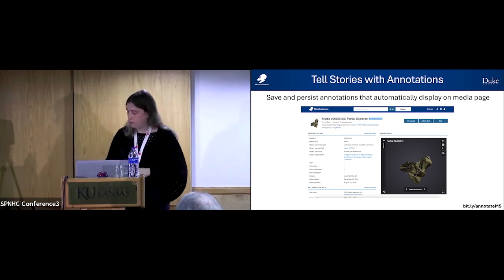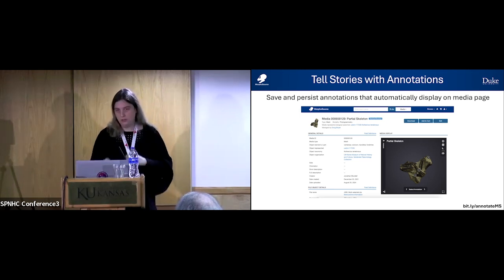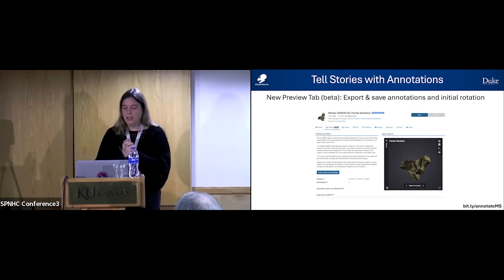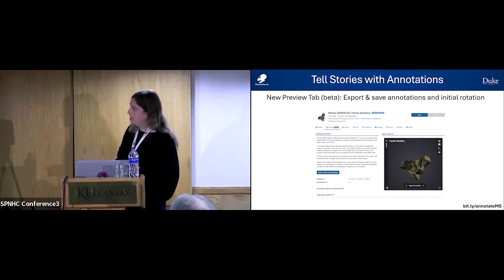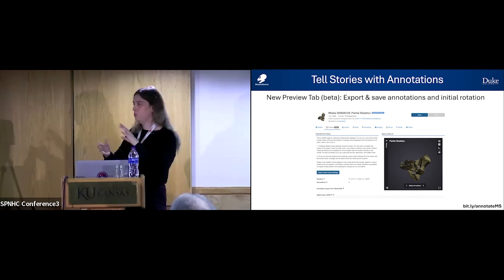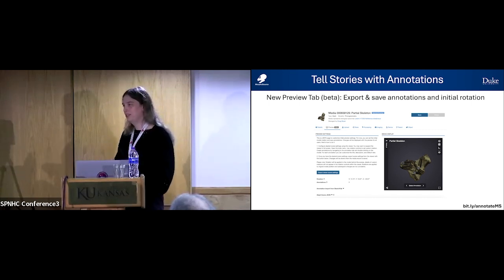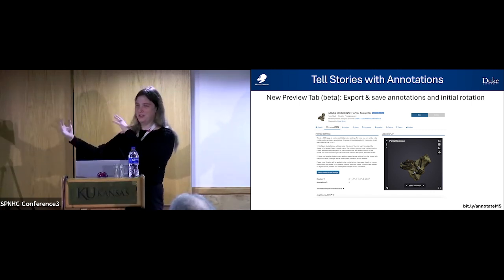If you have media on Morphosource, the way that you get to this, if you have a 3D model, it's limited to 3D models for now, if you go to your media edit page and you go to the new preview tab, so it says beta up there, it'll let you export and save annotations and initial model rotations. Sometimes you upload a model, it's like upside down or backwards, so you can fix that now.